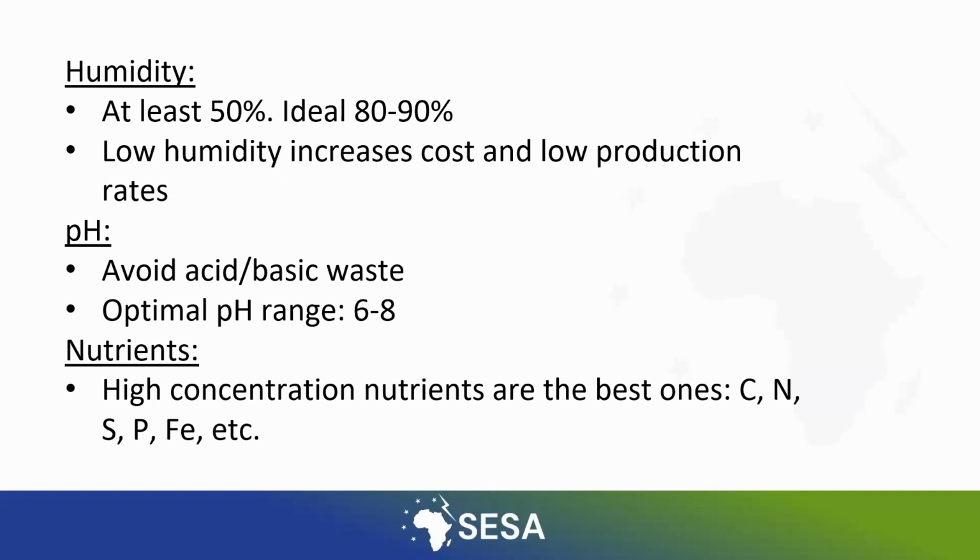Another important parameter to take into account is the pH. For the process to develop satisfactorily, the pH of the waste must not drop below 6 or rise above 8. This can lead to acidification of the digester and subsequent inhibition. Another factor to take into account is that the residue must have a high concentration of nutrients. Elements such as carbon, nitrogen, sulfur, phosphorus, or iron are essential for proper biogas production. These elements help bacterial metabolism and therefore help us to have a healthy digester.